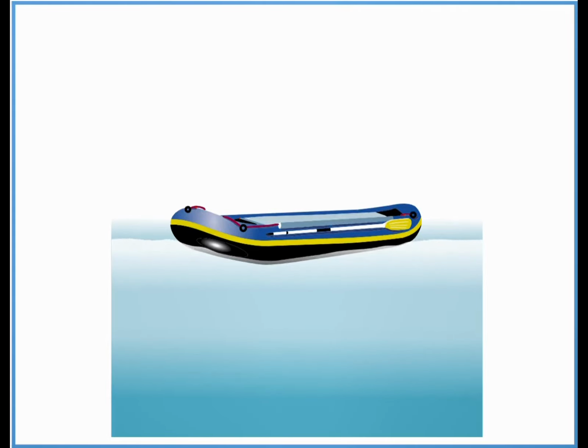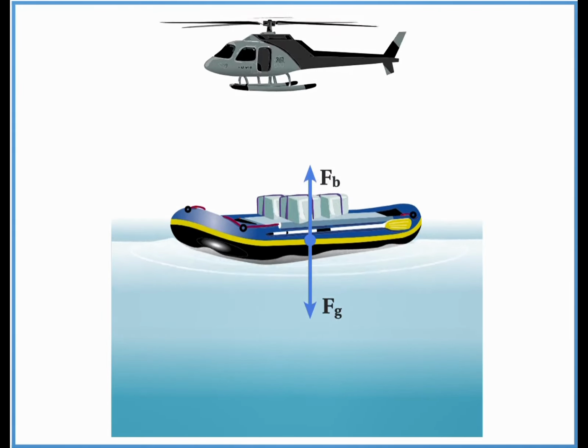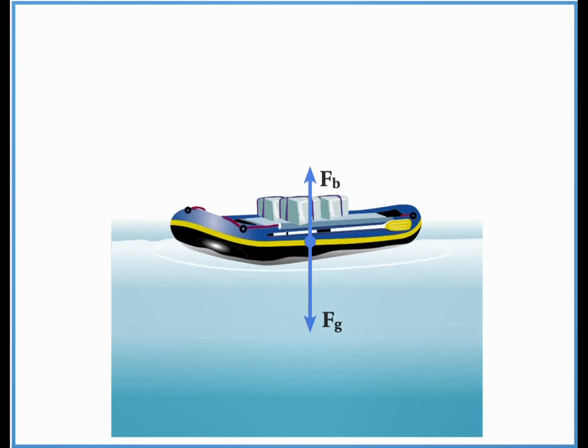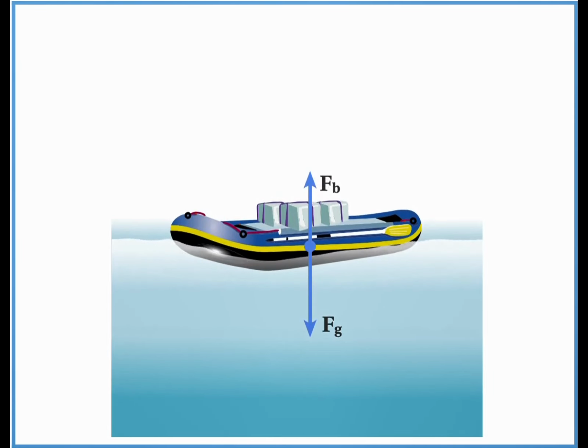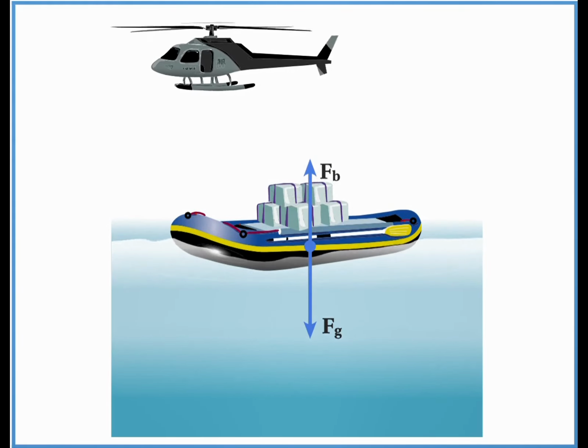A raft that is floating is in equilibrium. That is, the net force on the boat is zero in the vertical direction. The downward force of gravity is exactly equal to the upward force of buoyancy. If we add cargo to the raft, its weight increases. The raft will sink downwards. As it sinks, the buoyant force increases due to the additional water displaced. The raft will once again be in equilibrium. More cargo adds more weight, which requires more buoyant force.